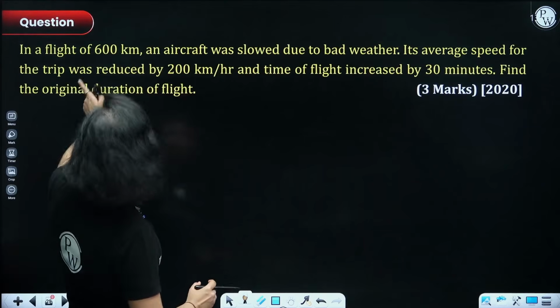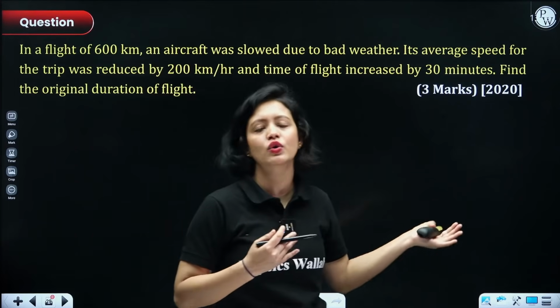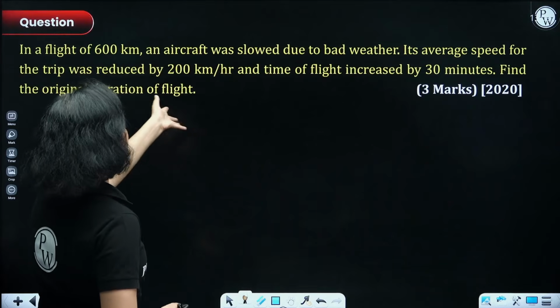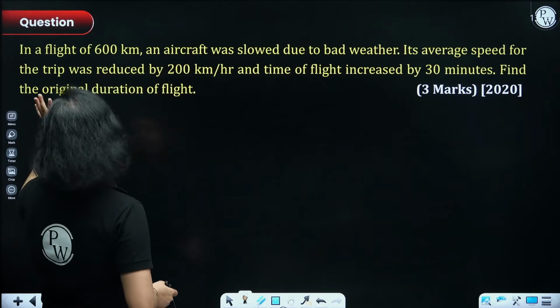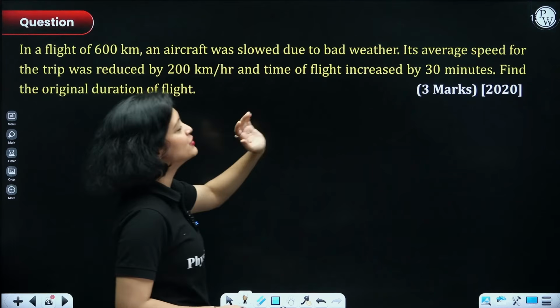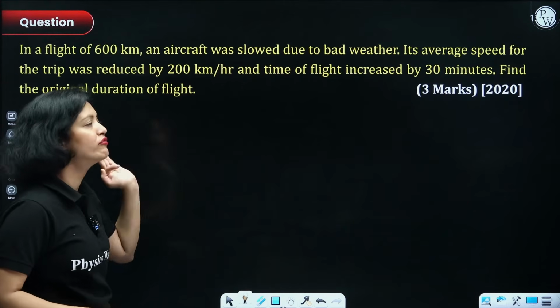This is a question on flight. It was asked in 2020. In fact, it has been asked many times in board exams. In a flight of 600 km, an aircraft was slowed due to bad weather. Its average speed for the trip was reduced by 200 km per hour and time of flight increased by 30 minutes. Find the original duration of flight.